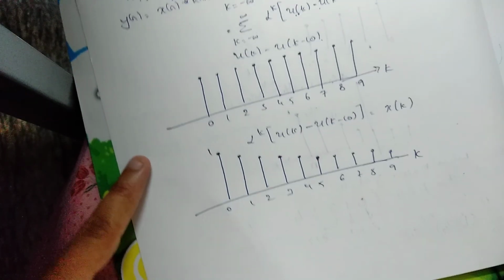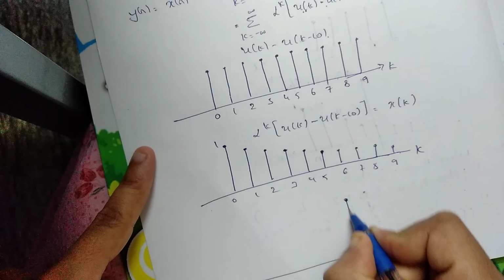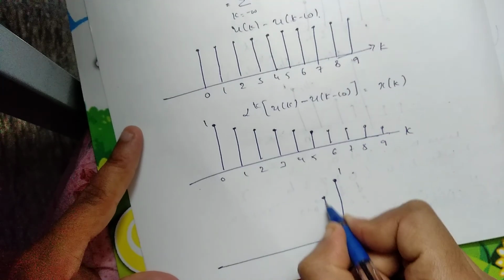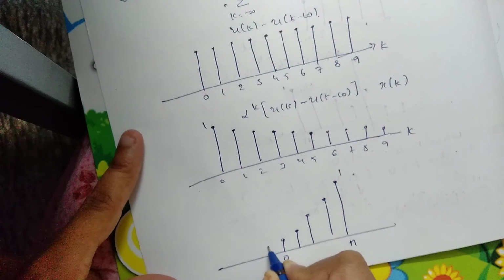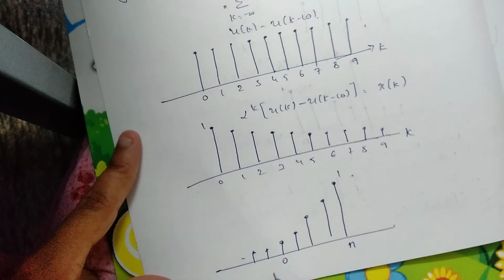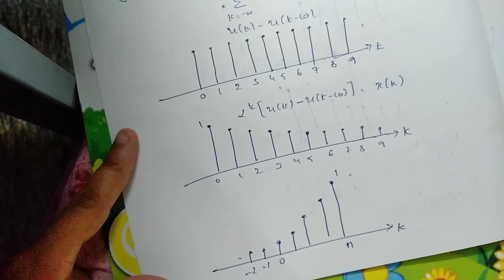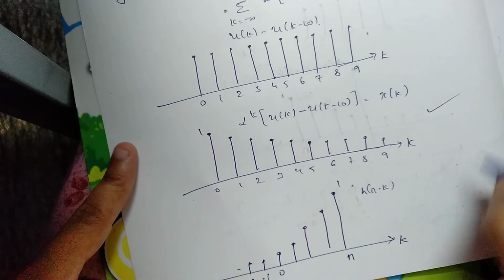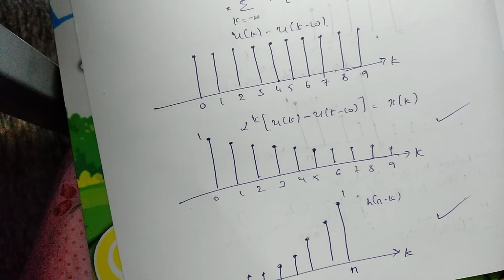Now we need to draw h of n minus k. H of n minus k, we already know that it will start from 1, that is n, and it will be in decreasing order. Somewhere here we will get 0 and again it will be continuing, minus 1 and minus 2. This is k. This is also k. Okay, this is h of n minus k. Now we need to multiply these two waveforms. So let us consider a case 1.